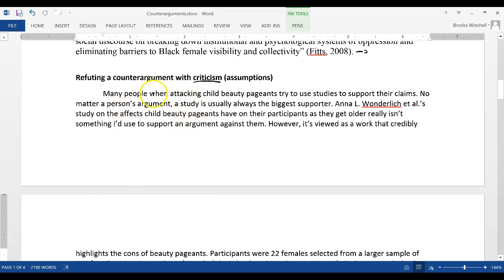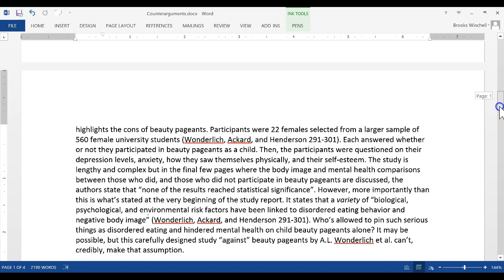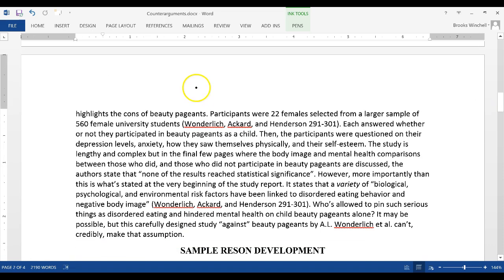She says, many people when attacking child beauty pageants try to use studies to support their claims. No matter a person's argument, a study is usually always the biggest supporter. And a Wunderlich et al. study focuses on the effects child beauty pageants have on their participants as they get older. It really isn't something I'd use to support an argument against them. However, it's viewed as a work that credibly highlights the cons of beauty pageants.